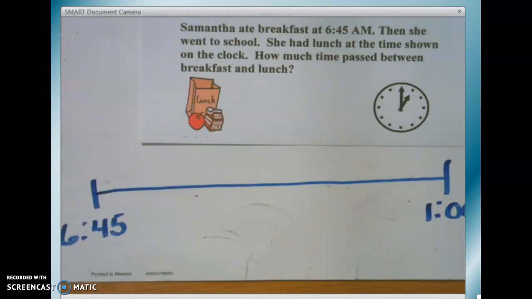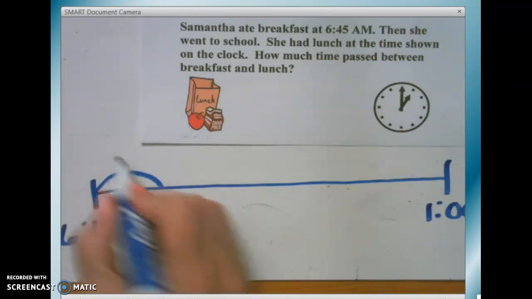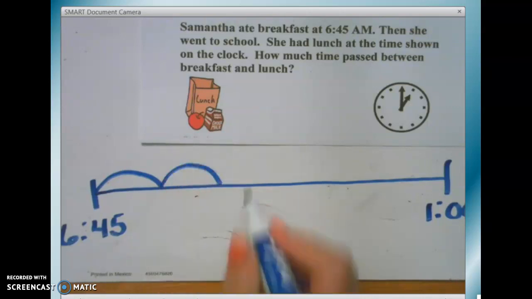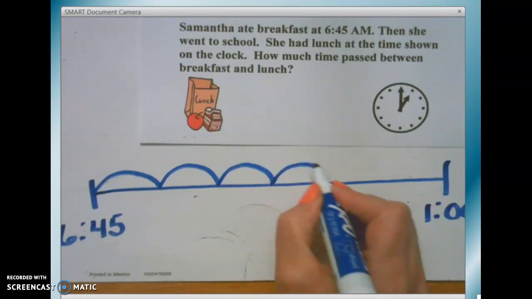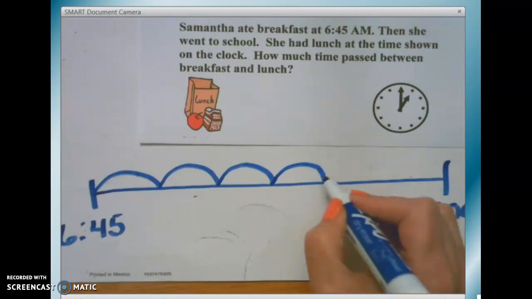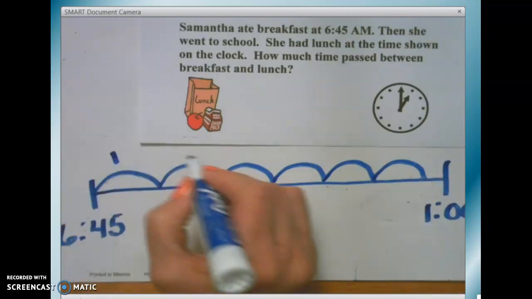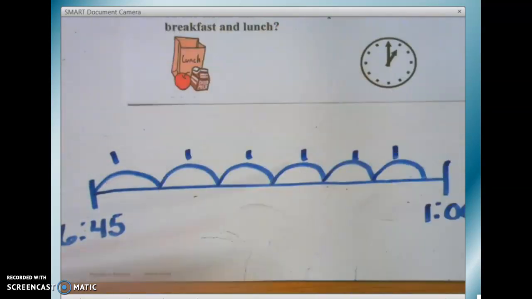Now, one way you can do that is counting by hours first. Start with your biggest units of time first. 6:45. This would be 7:45, 8:45, 9:45, 10:45, 11:45. This poor girl. 12:45. Each of these is 1 hour. How long has she waited already?